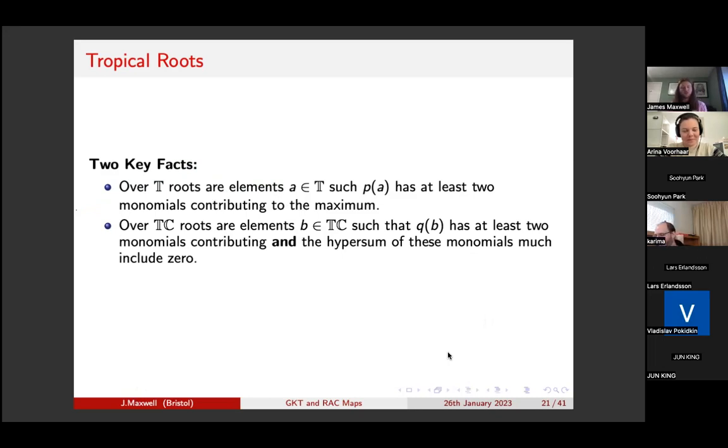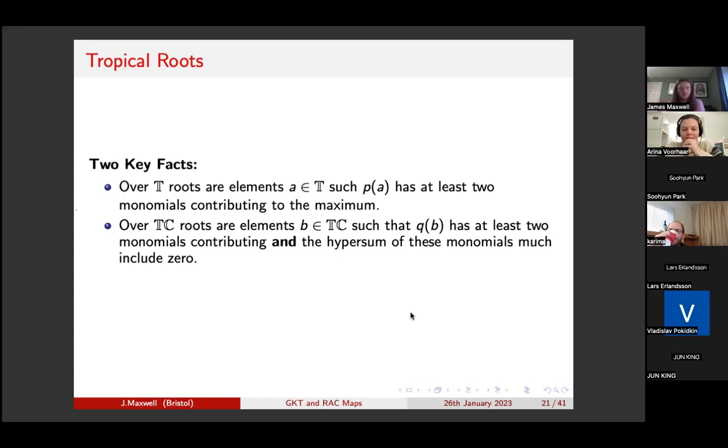The roots over the tropical hyperfield are very similar to the roots over the tropical semi-ring. It's where you evaluate your polynomial, and at least two of the monomials are contributing to the maximum. So there's not one monomial that's the maximum here. Roots over the tropical complex hyperfield are very similar. It's an element B that when you evaluate your polynomial Q at B, it has at least two monomials contributing to the maximum, and the hypersum of these monomials has to include 0. Over the tropical hyperfield it will include 0 because it's idempotent in that sense, but over the tropical complex we have this extra condition.